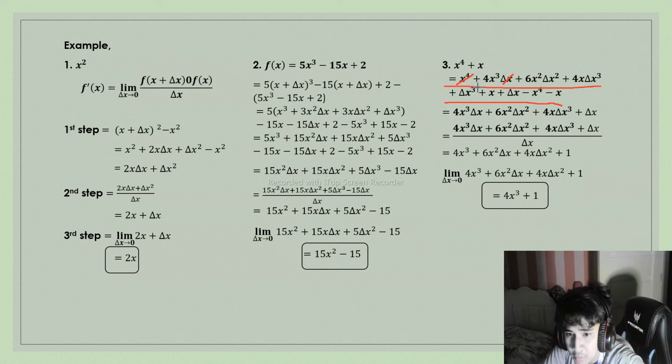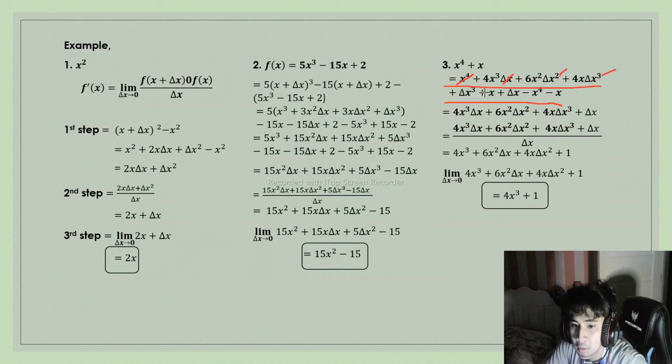Tama ba? Tama. Tapos naman yung delta x, pataas naman siya sa 1, 2, 3 tsaka 4 to yan. Ayan. So, simplify natin. Combine like terms na naman.